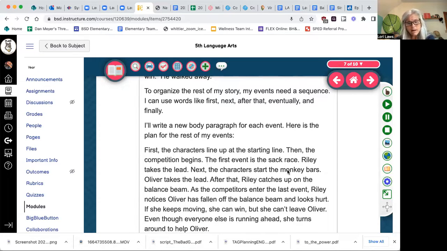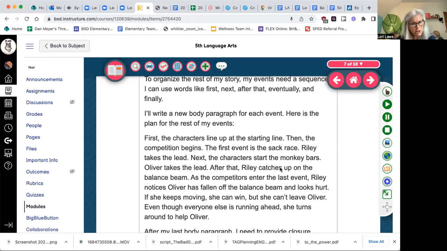The first event is the sack race. So this isn't the real writing, this is the planning. Riley takes the lead. Next, the characters start the monkey bars. Oliver takes the lead. After that, Riley catches up.